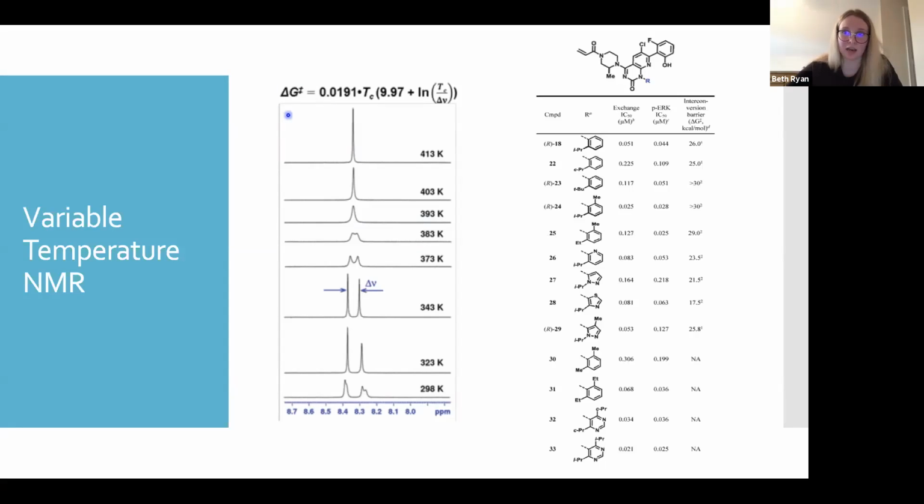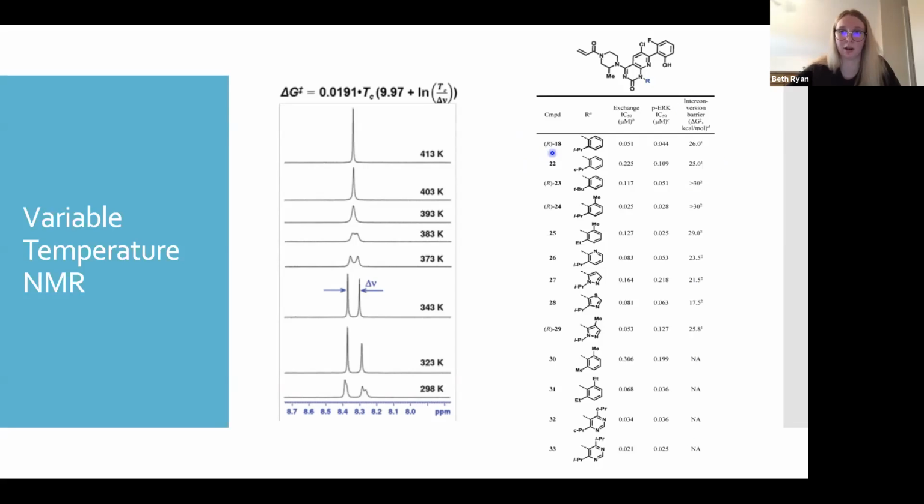This delta G double dagger is the interconversion barrier in kilocalories per mole. And what they're proving through this math is that it's temperature dependent. And since temperature is just a measure of energy, they're trying to figure out at what amount of energy we have to push into this molecule in order to get it to flip or racemize into its other conformation. The higher, the better. So what they're saying is if this barrier is high enough, it won't actually switch at room temperature or body temperature. So that's what they're trying to do with this column down here, this interconversion barrier.